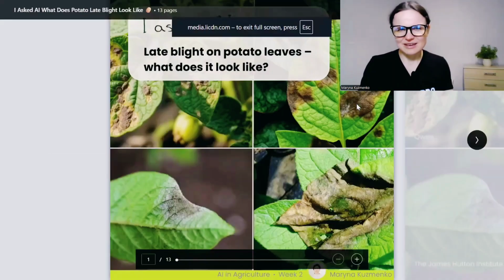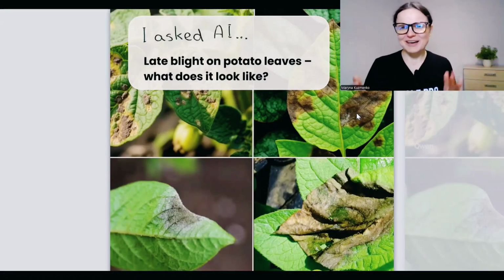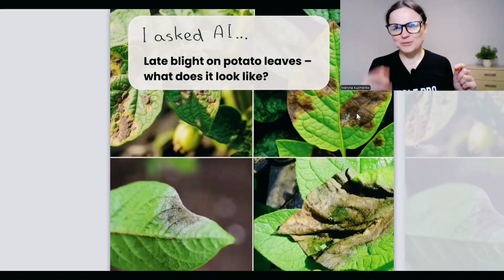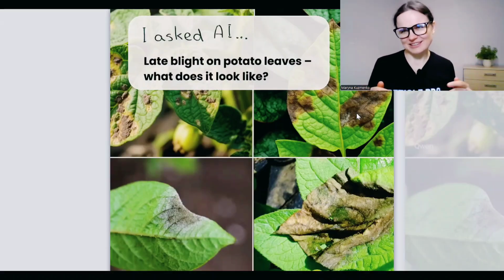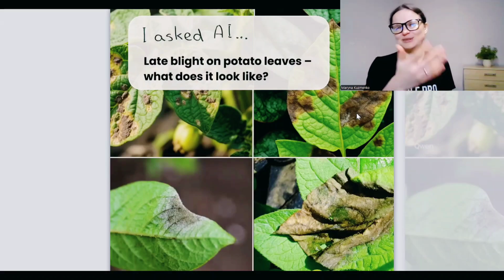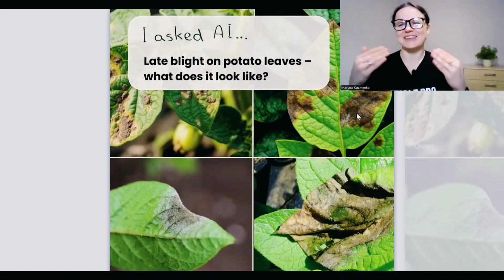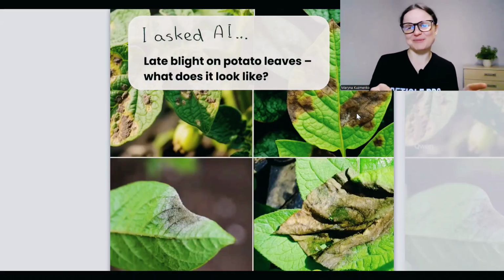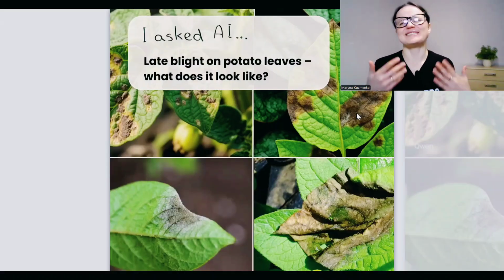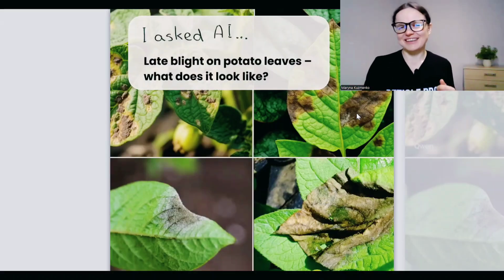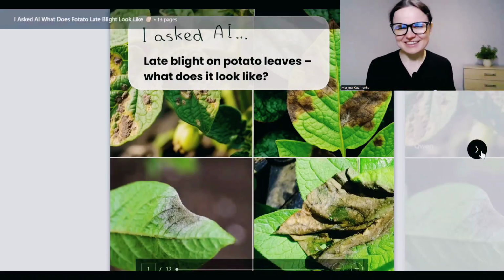So let's go. I asked AI, late blight on potato leaves, what does it look like? And on this page I have 2 real photos and 2 AI generated photos. Last time we had on the left hand side apple scab, which was real, and on the right hand side the apple scab, which was AI generated. In this case it's not the same approach, so my question was, where is real and where is not? And the answer is here.